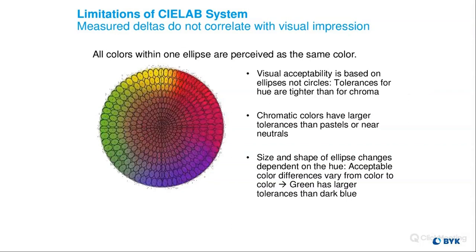Chromatic colors have larger tolerances than pastels or near neutrals. And the size and shape of the ellipse changes dependent on the hue. So acceptable color differences vary from color to color. Green has larger tolerances than dark blue, so that's saying that our eyes can easily pick up differences in blue rather than differences in green, because our eyes aren't perfect.